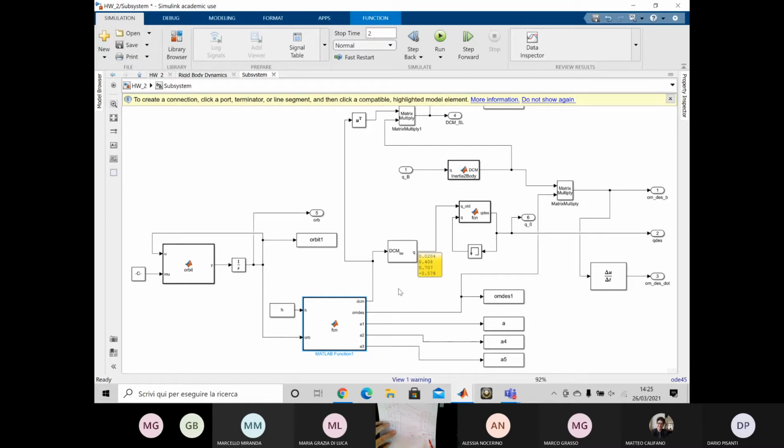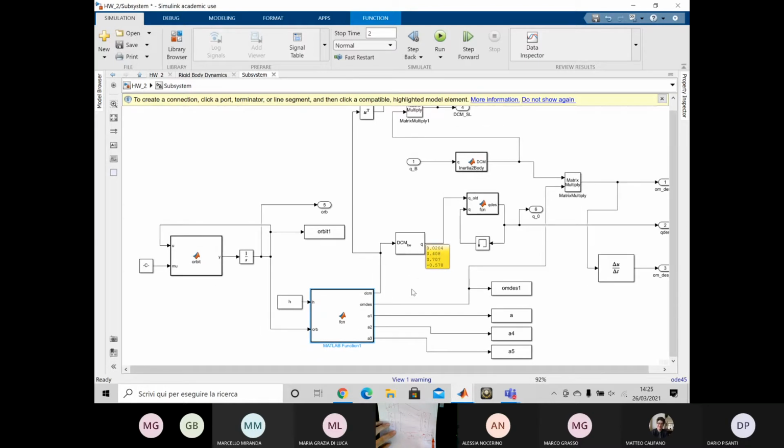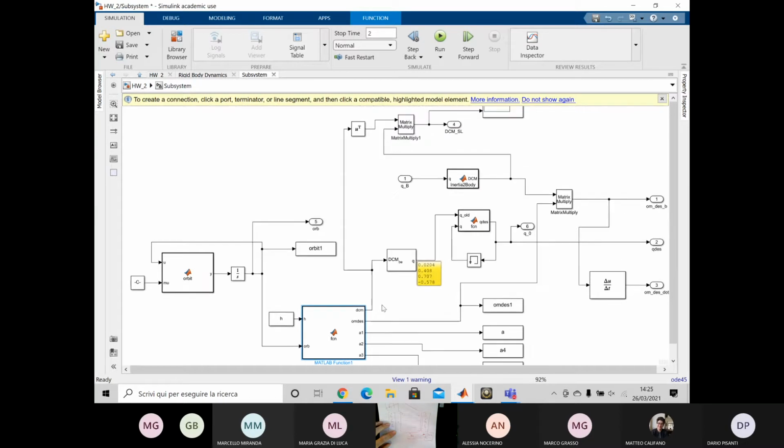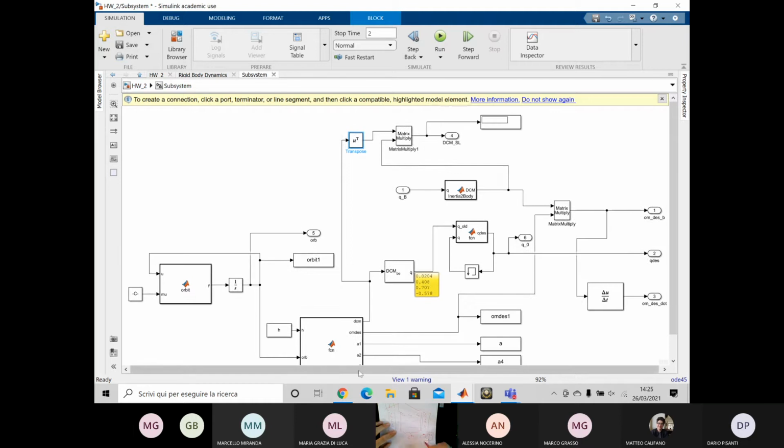So what I was asking is if the DCM that we are creating out of that function is the DCM that goes from LVLH to inertial or inertial to LVLH? I think that it's from inertial to LVLH. Right? Then we need to transpose it, which we are doing, right? To obtain this one. And so we're doing that. And then this is the other question.